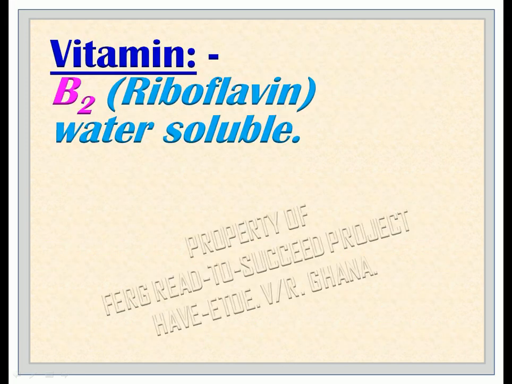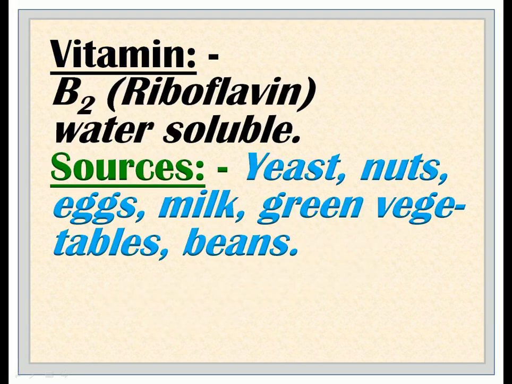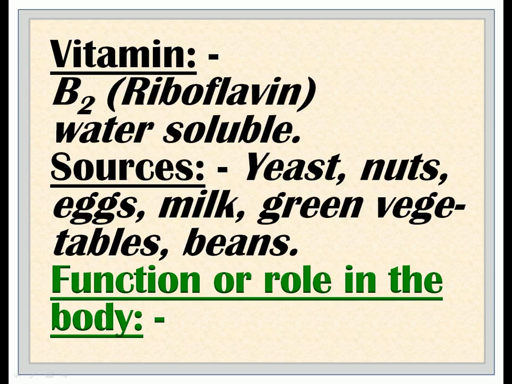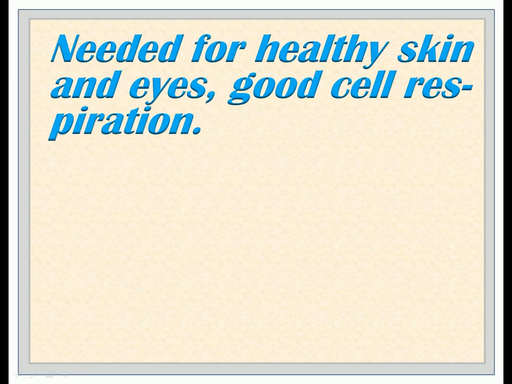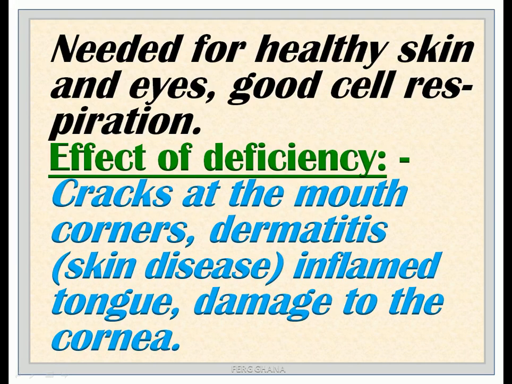Vitamin B2, riboflavin. Water-soluble. Sources: yeast, nuts, eggs, milk, green vegetables, beans. Functional role in the body: needed for healthy skin and eyes, good cell respiration. Effect of deficiency: cracks at the mouth corners, dermatitis, skin disease, inflamed tongue, damage to the cornea.